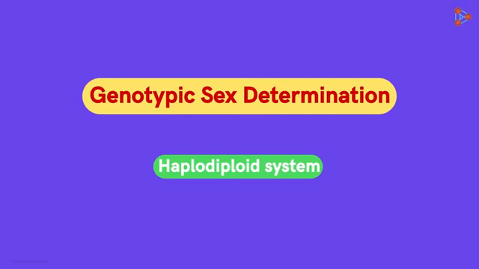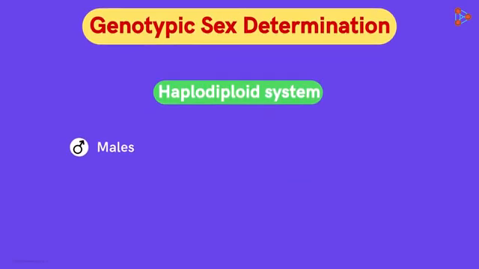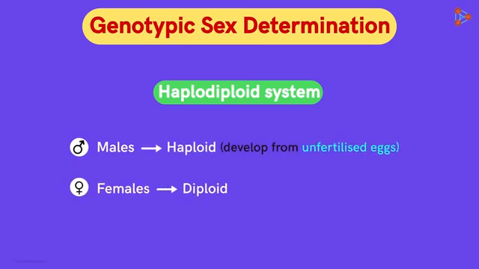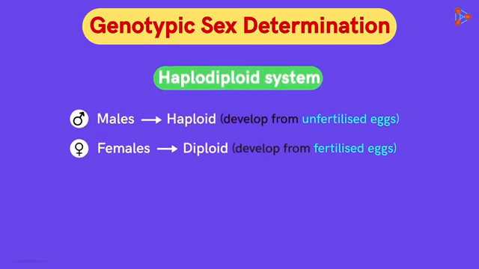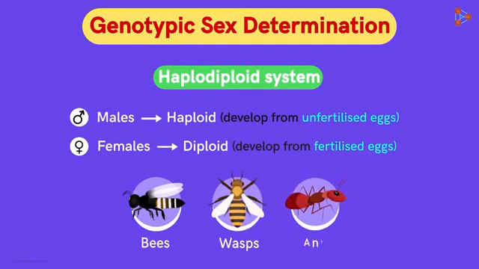The haplodiploid system is the one in which the males are haploid as they develop from unfertilized eggs, and females are diploid as they develop from fertilized eggs. This system in which males are haploids and females are diploids is called the haplodiploid system. This system is predominantly found in the lower members of the animal kingdom like insects. Bees, wasps, and ants exhibit haplodiploidy.